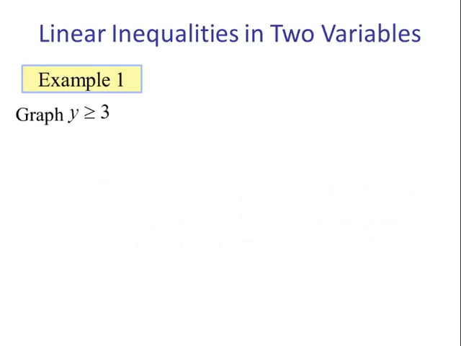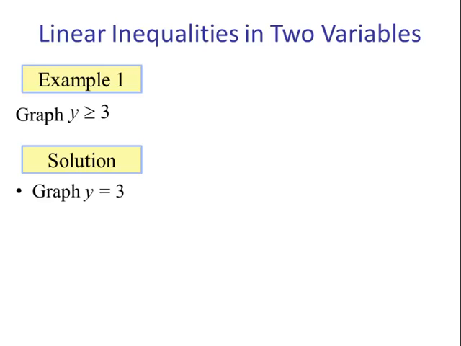Let's do an example. Example 1. Graph y is greater than or equal to 3. Solution. Our first step is to think of the inequality as an equation. To graph y equals 3, that is a horizontal line because the slope is 0 and the y-intercept is 3. Now once we graph y equals 3, we want to shade all the y values that are greater than 3.